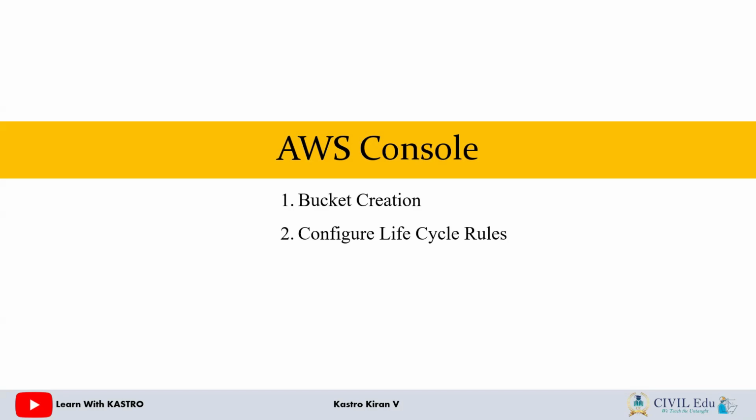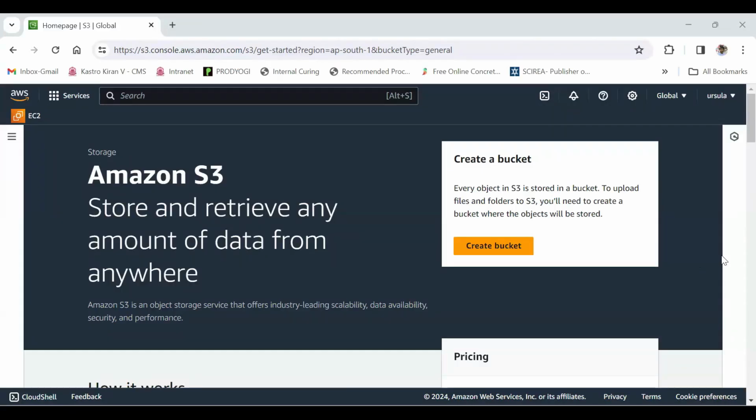And once we configure the lifecycle rules, what we will do is upload the objects into the S3 bucket and then observe the changes that are going to happen for that specific bucket. So let us go to the AWS console and work with all of these tasks that are available here. So here I am in the AWS console, especially the S3 service.